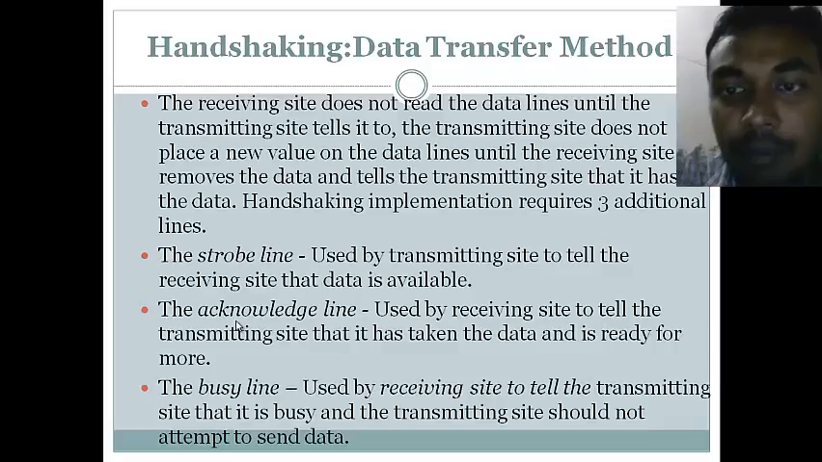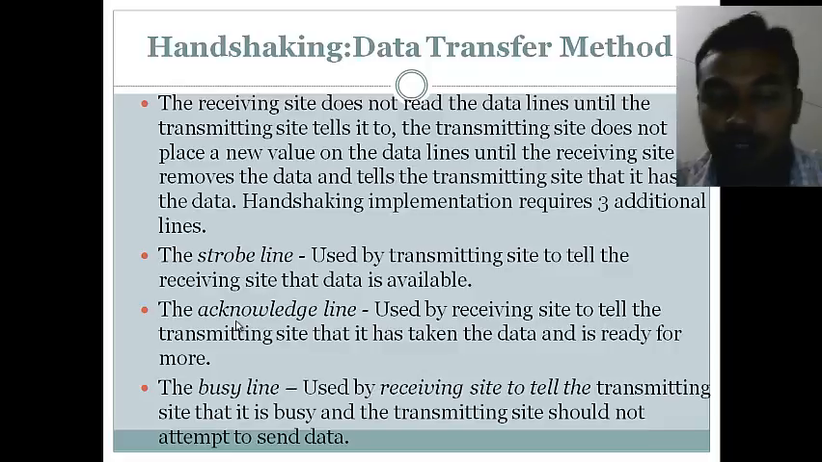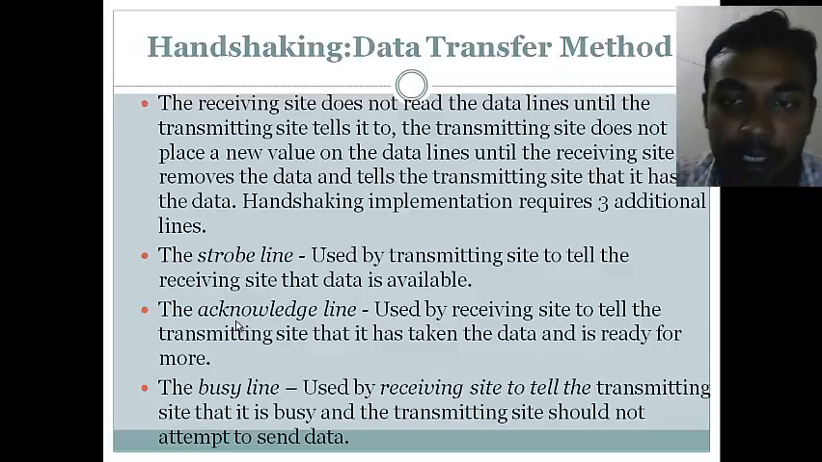The handshaking implementation generally has three lines: the strobe line, the acknowledge line, and the busy line. The strobe line is actually used by the transmitting side. It tells the receiver that my data is available, I want to transfer my data from my place to your place.